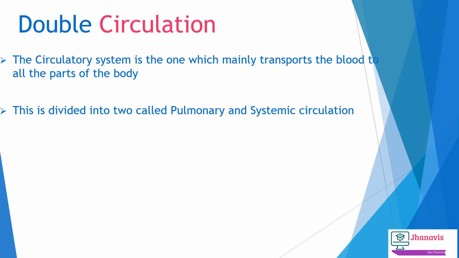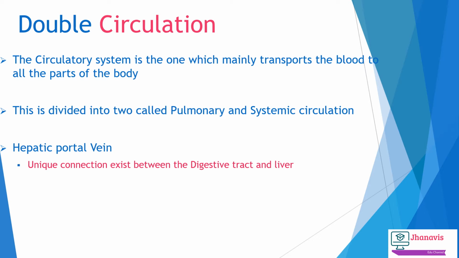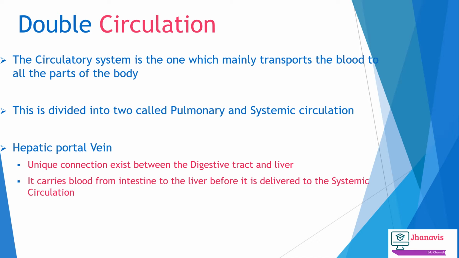One thing which you have to remember here is the hepatic portal vein. What is this hepatic portal vein? See, this is a unique connection which exists between the digestive tract and the liver. This vein mainly carries the blood from the intestine to the liver before it is delivered to the systemic circulation.